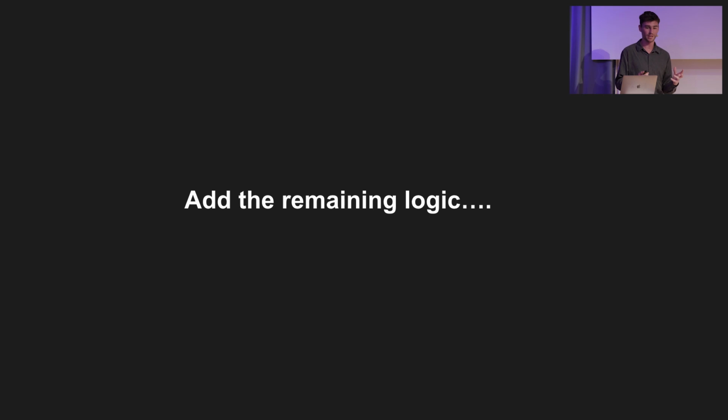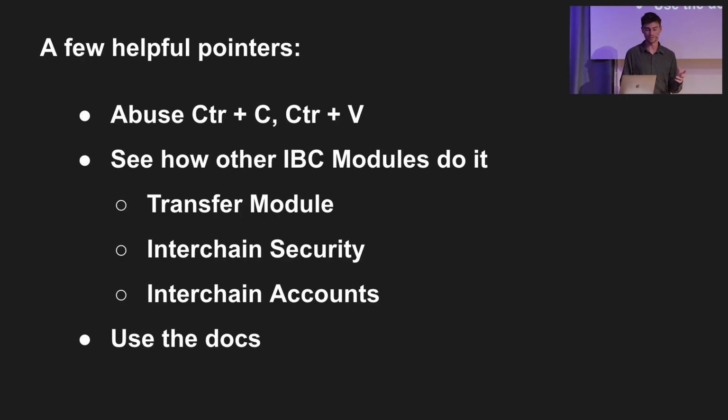I already covered briefly how transfer works. It's a very simple concept to understand, which I think is a great starting point. You're basically taking tokens from one chain and moving them across to the other. But there is a whole plethora of other things you can do. A few helpful pointers when you're starting to build your IBC module is to abuse the hell out of Control-C, Control-V. This is how I hack at everything, how I learned about the Cosmos SDK: I copied the bank module and started changing things to see what happens. And I implore you guys to do the same.